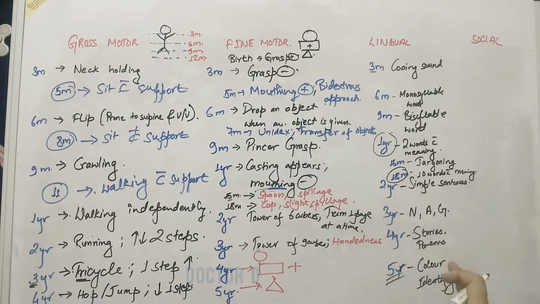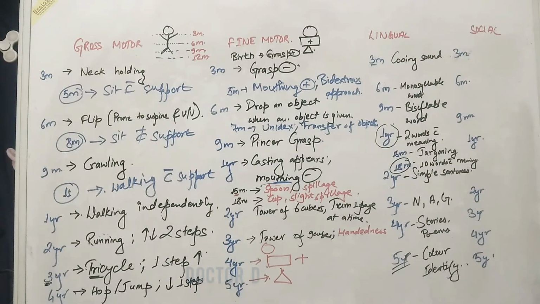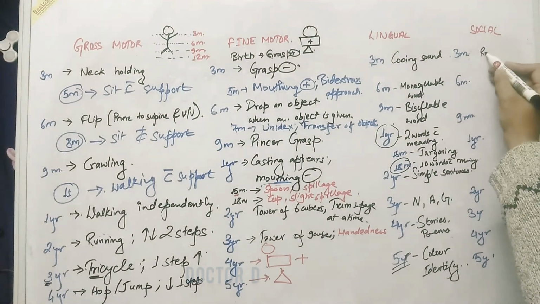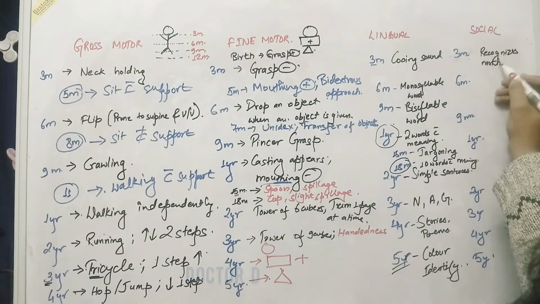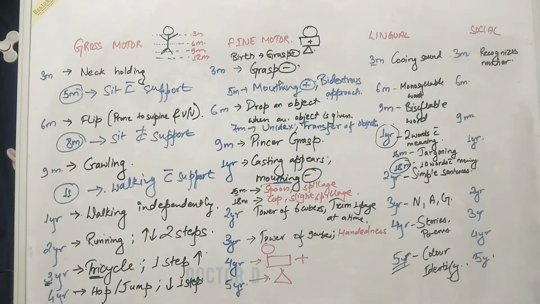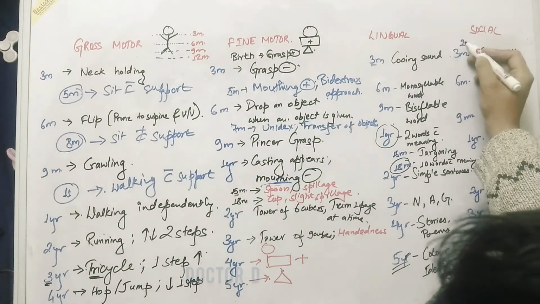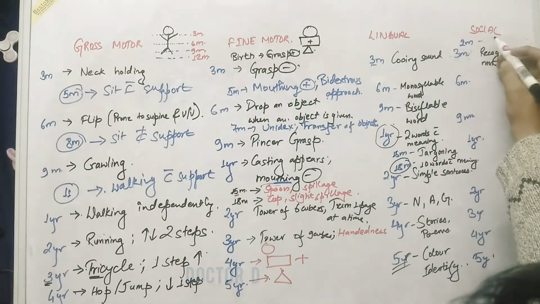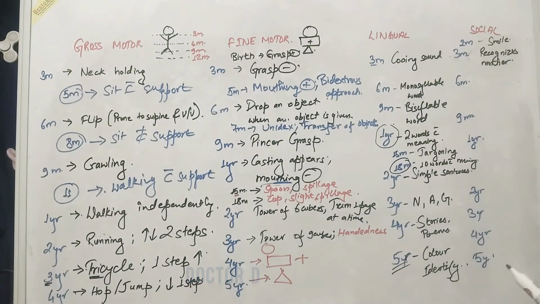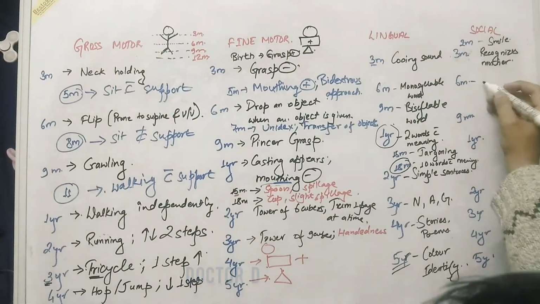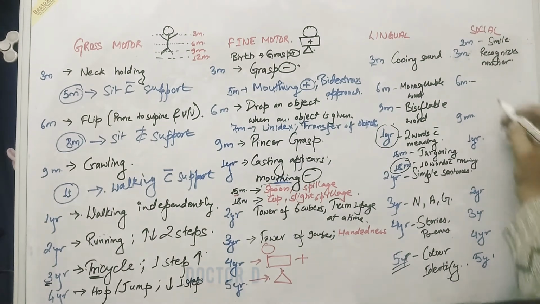So these are the lingual milestones, and finally moving on to the social milestones. In social milestones, the first event at 3 months, the child is able to recognize the mother. Before that, at 2 months the child is able to smile. So smiling is one of the first social milestones that occurs in child development. Now at 6 months, the child is able to play with itself in the mirror. Mirror play.